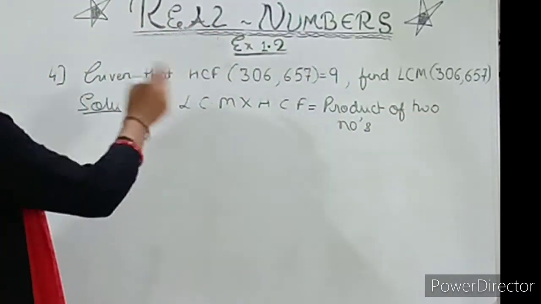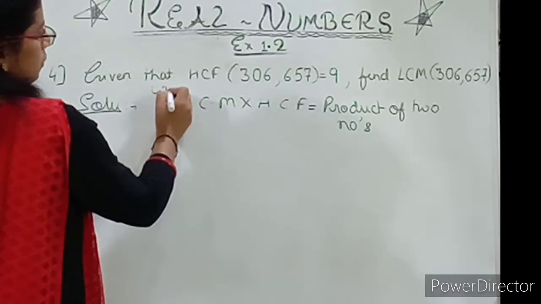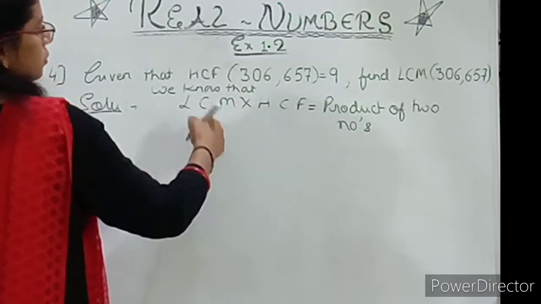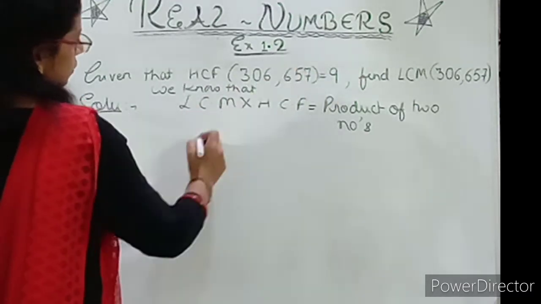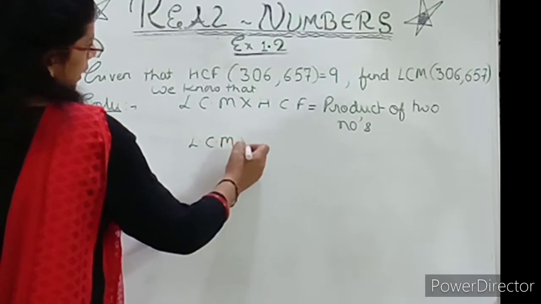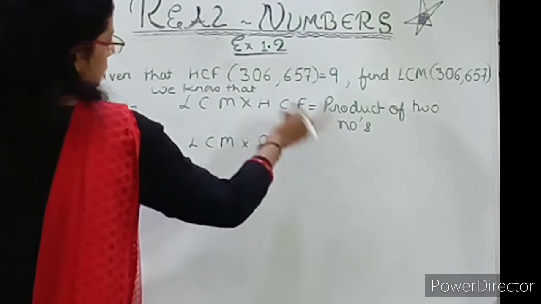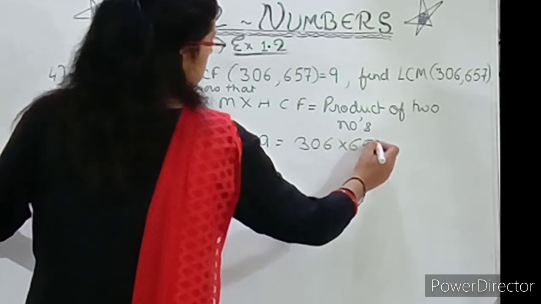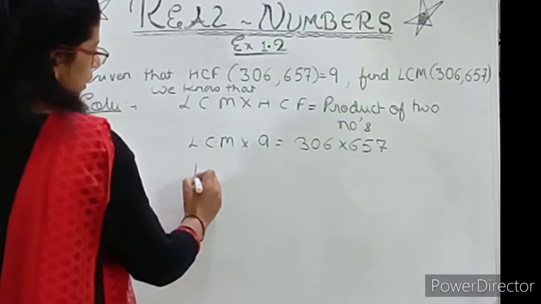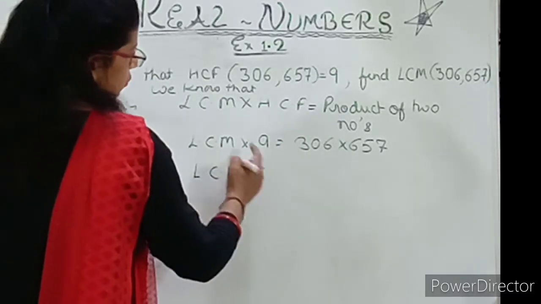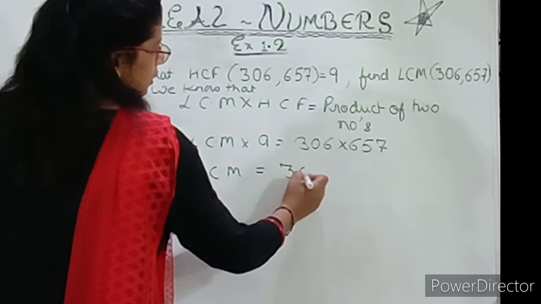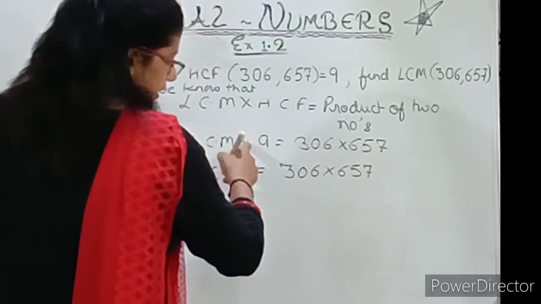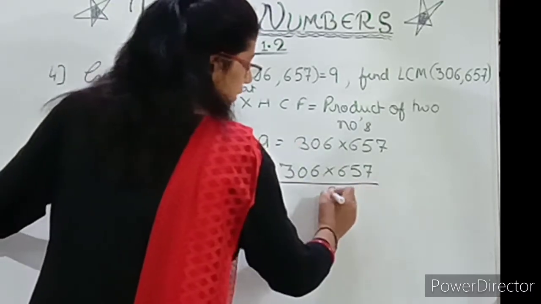So now quickly we will write, we know that. Then you write the values in it. What is the LCM? LCM is what you have to find. HCF is given to you, 9. What is the product of two numbers? 306 into 657. Now send 9 here. So LCM will be, this is the numerator, it will go in the denominator. 306 into 657, this side we will write as it is, and 9 is in multiplication, here we will send, it will come in division.